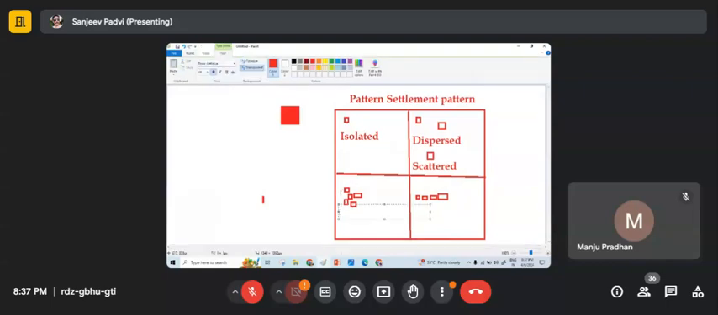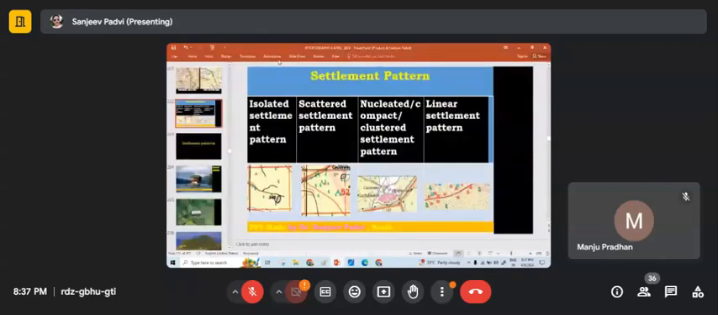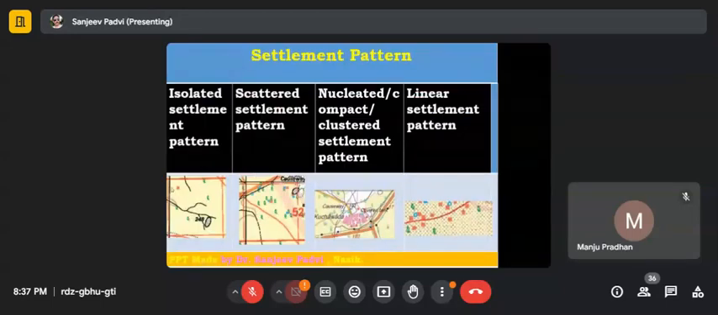Now here you see all the houses are close to each other. You call it by the name nucleated, and the last one in a line we call it linear settlement pattern. Look at this carefully. Only one house here, so this is isolated. More than one house away from each other, this is scattered. Houses are close to each other, so this is nucleated, also called compact. It is also called clustered.